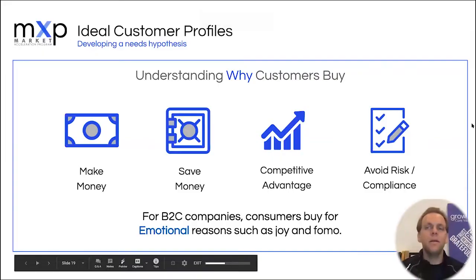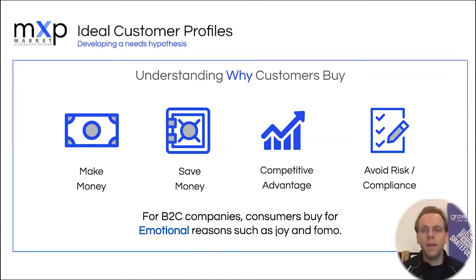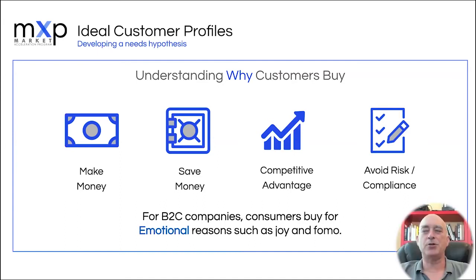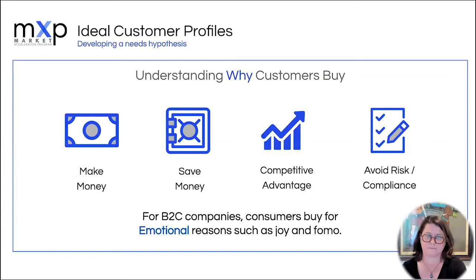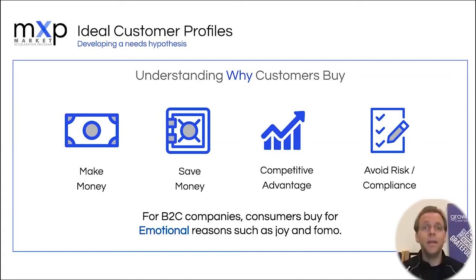So what we have to keep in mind is that there are 4 reasons why any business buys: make money, save money, competitive advantage, or avoid risk and compliance. And it's interesting, Eva found her first ICP in that last one. Mm-hmm. Yeah, that's a big one. If you find that one, basically what you're talking about is if somebody does something against the law or against regulations, a lot of heads start to roll. There are big problems with that.